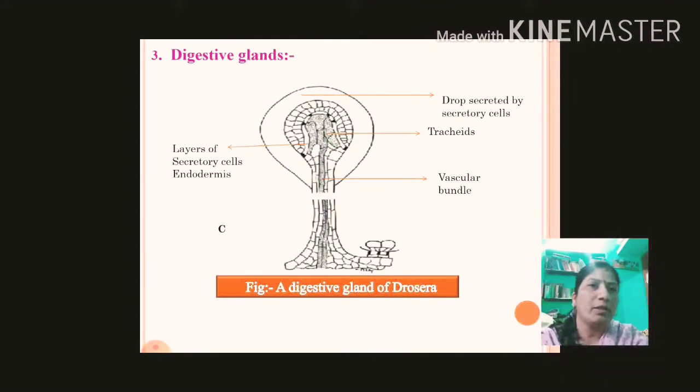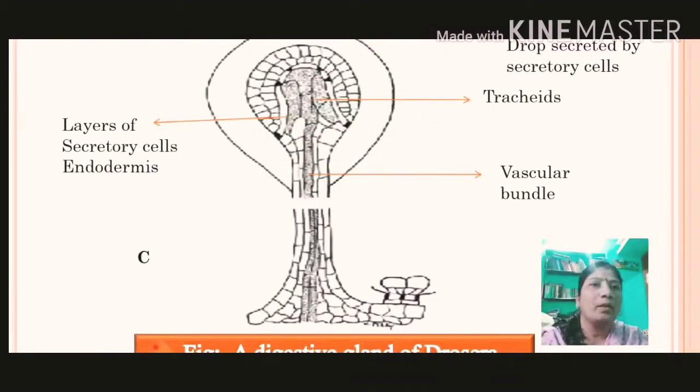In the internal part, tracheids are present. These structures of tracheids are present, on the right side as well. Then the next is the vascular bundles, as the diagram shows. Then there is a layer of secretory cells and the endodermis.